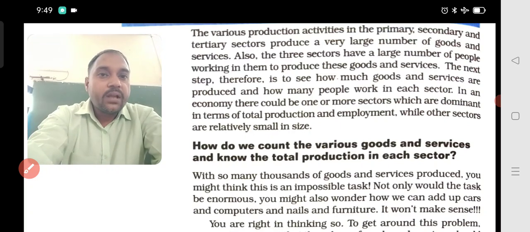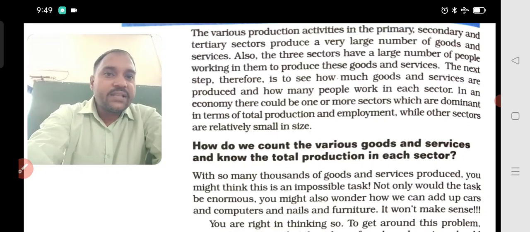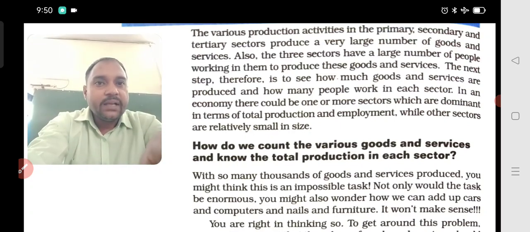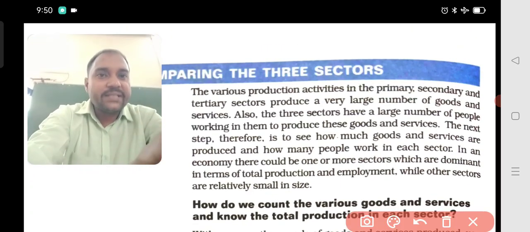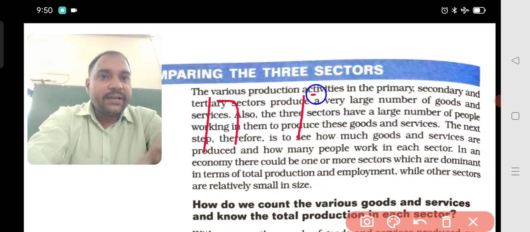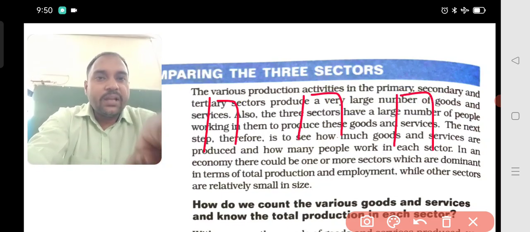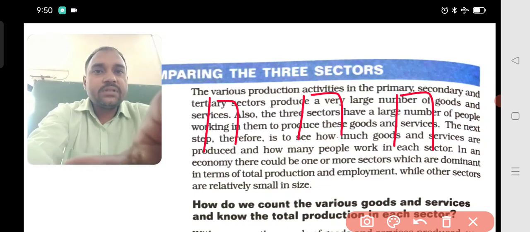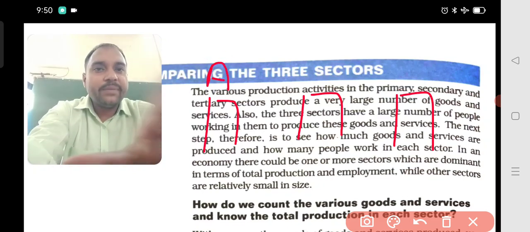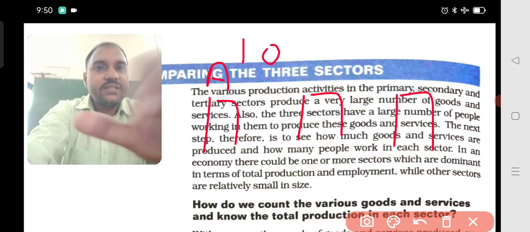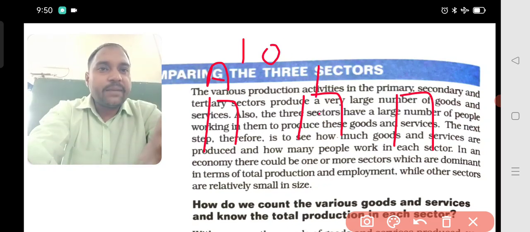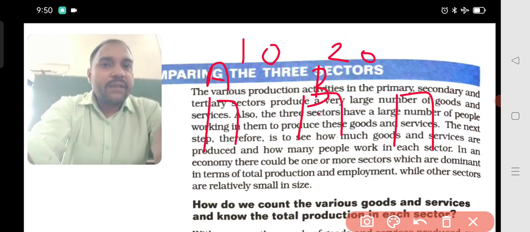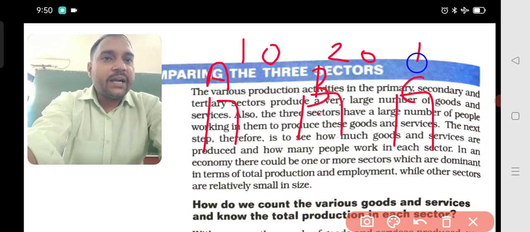Second point, how do we count the various goods and services to know the total production in each sector? Now again I repeat, let's suppose we have three sectors, the primary, the secondary and the tertiary. Total number of goods produced by each sector. Let's suppose product A is produced by the primary sector and this costs rupees 10. Secondary sector produces goods B and this costs rupees 20. Tertiary sector produces services which cost again rupees 10.